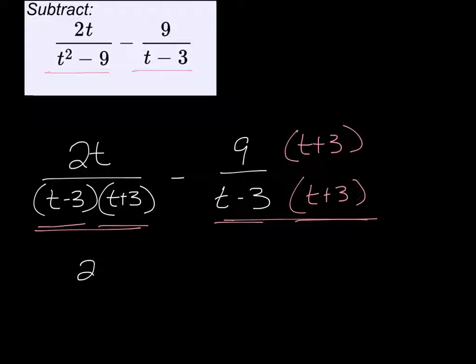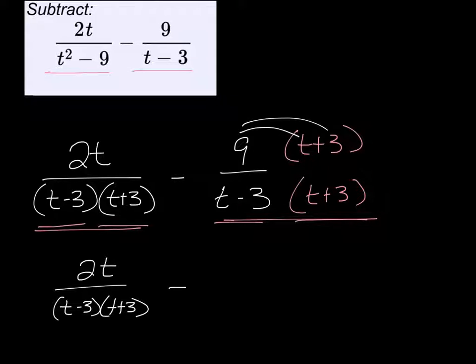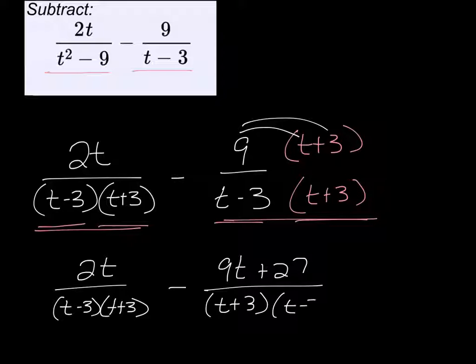So we got this 2t over t minus 3, t plus 3, minus, and what I'm going to do now is distribute this 9 to both of these terms, the t and the 3. So what I'll get here is 9t plus 27. And this is over t plus 3 and t minus 3.